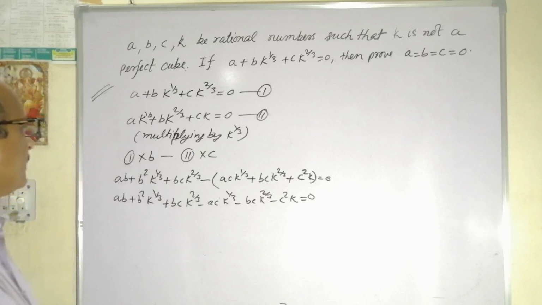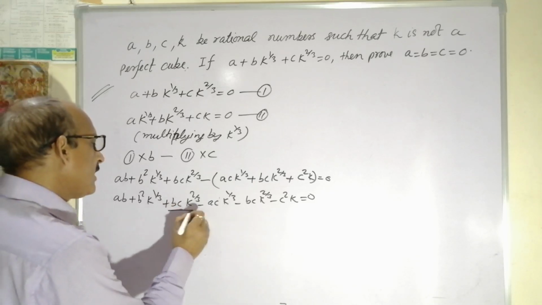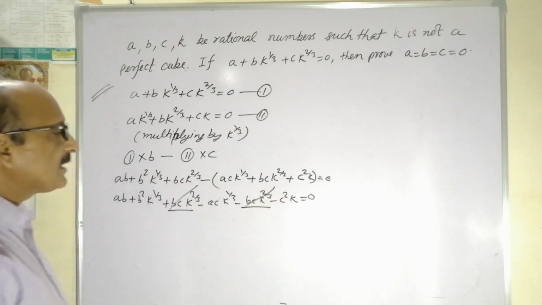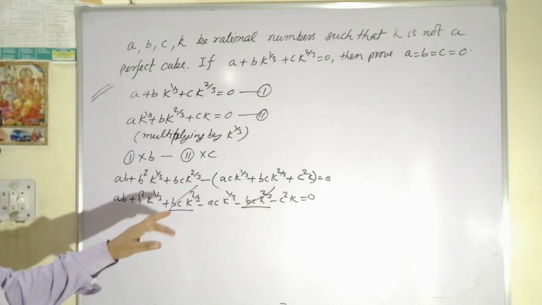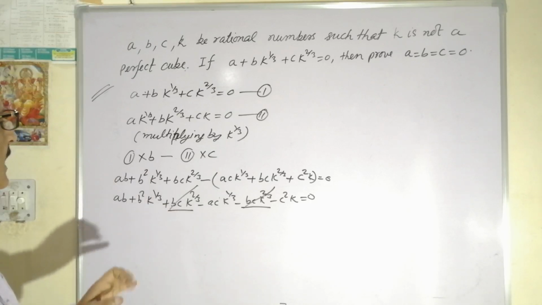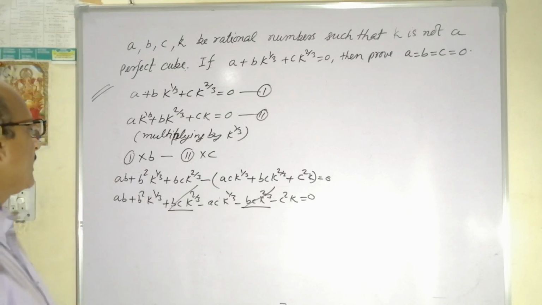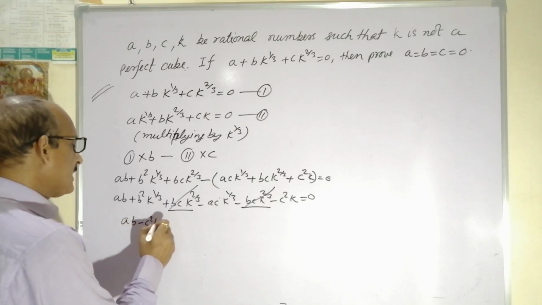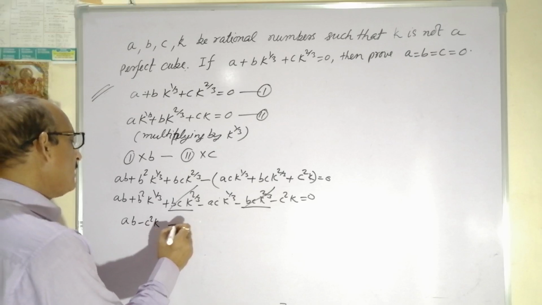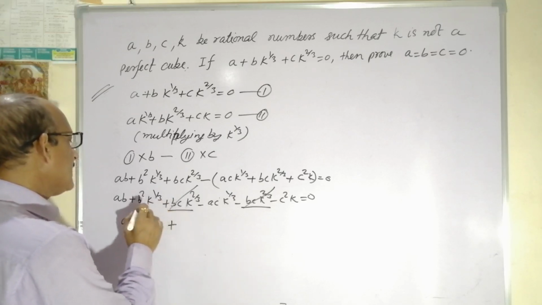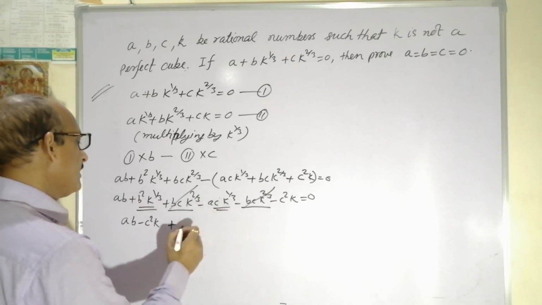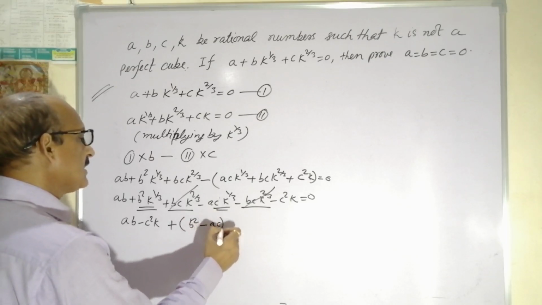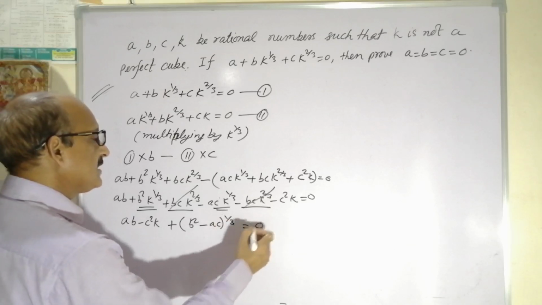After this, what shall we have? BC K to the power 2 by 3 and BC K to the power 2 by 3 cancel out. After that, we would like to collect the terms with K to the power 1 by 3. So we'll get AB minus C square K plus, taking K to the power 1 by 3 common, in the bracket we will get B square minus AC into K to the power 1 by 3, that is equal to 0.